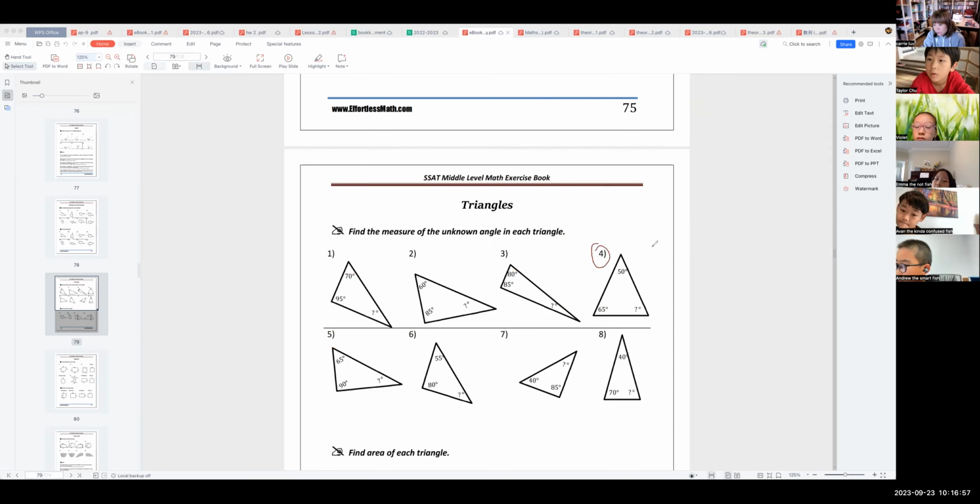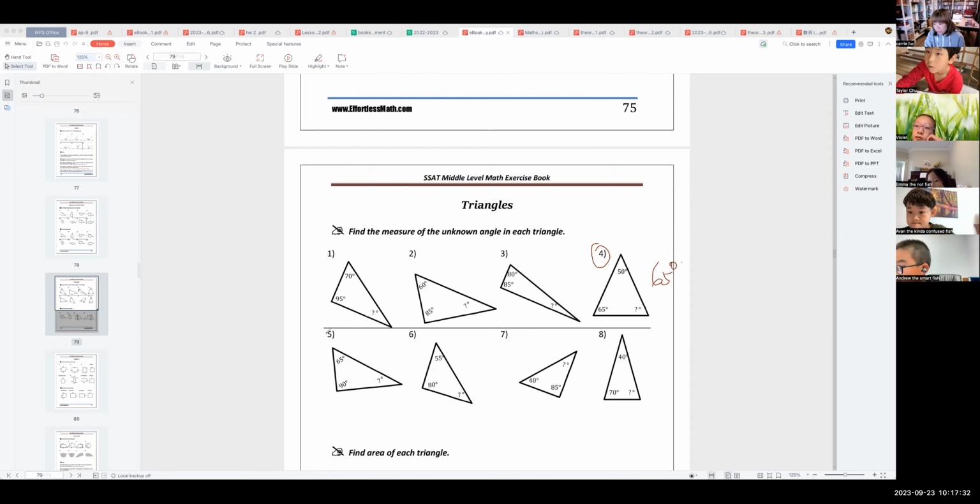Okay. So Taylor, still you. Can you tell me 50 plus 65 equals what? 115. So 180 minus 115 equals what? It's 75. No, it's 65 degrees. Okay, so Taylor, you need to write it down. You cannot do everything in your brain, you have to write everything down.